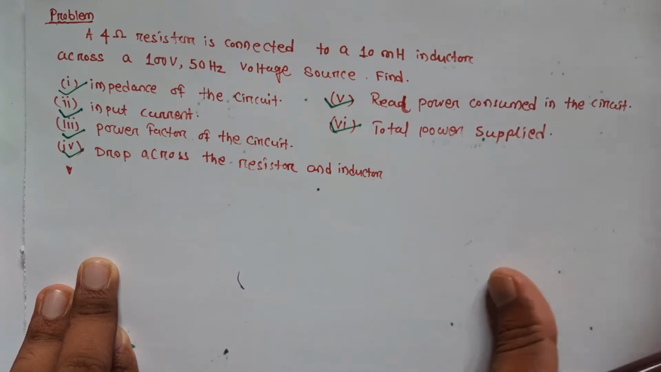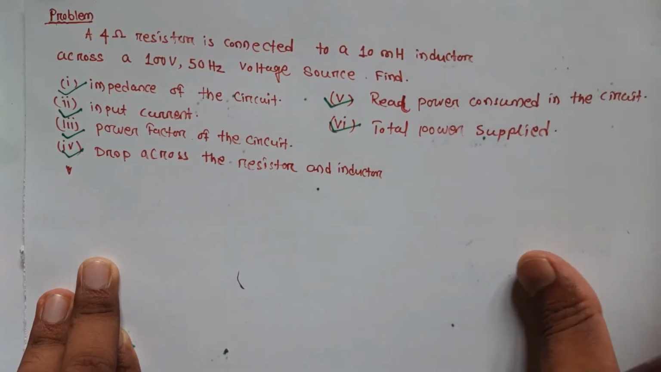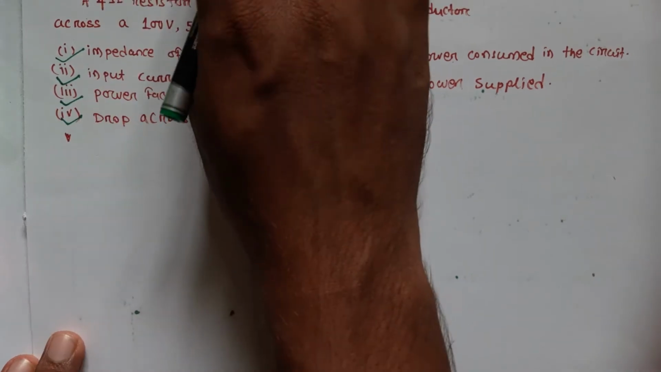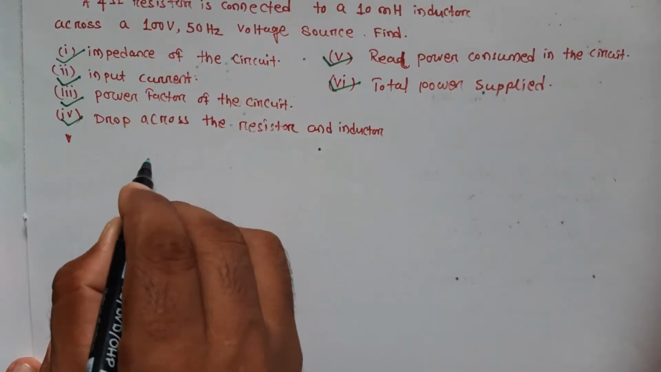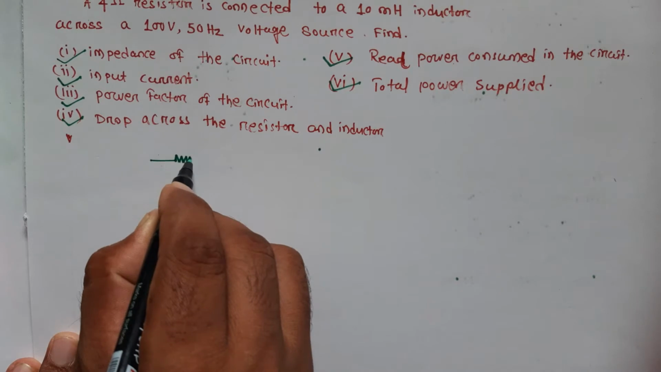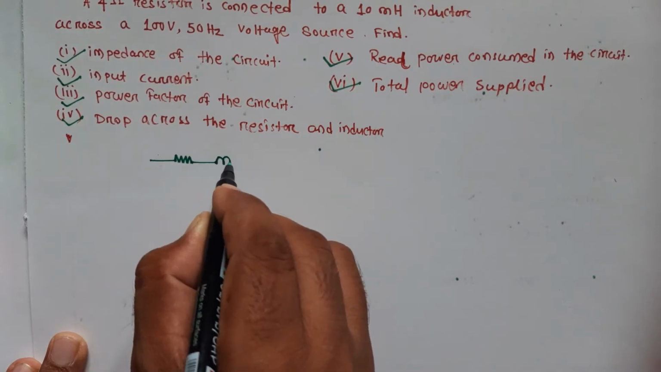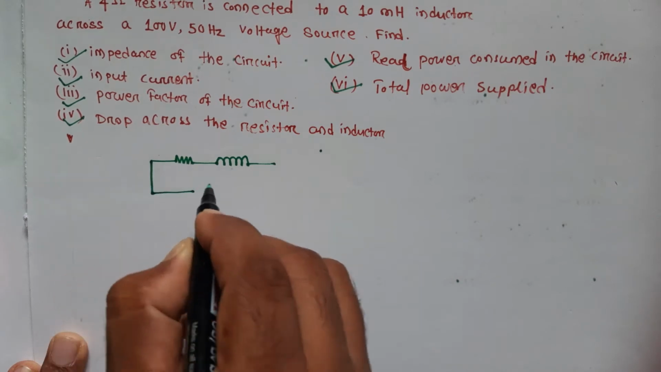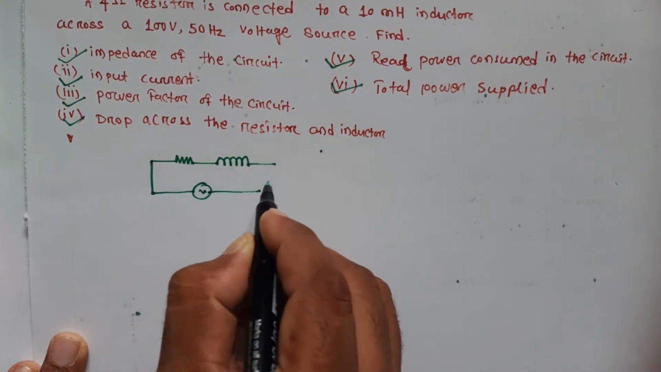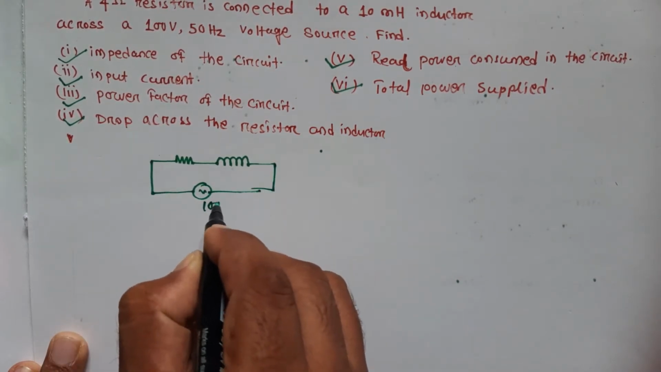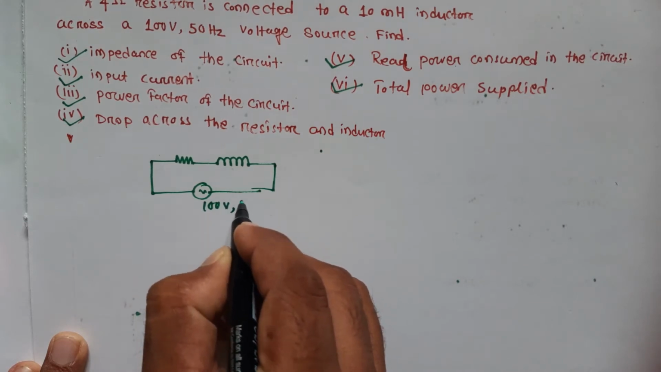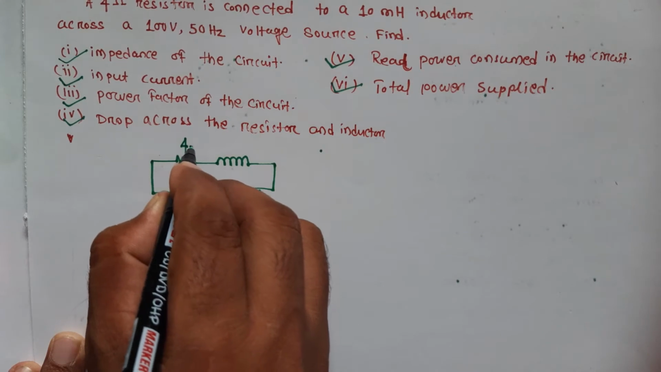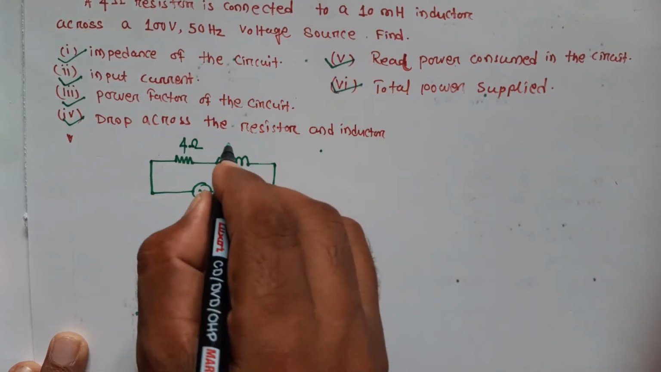First we draw a circuit according to this question. Here the question gives an RL series circuit, so we first draw the RL series circuit, that is a resistor and inductor connected to an AC supply of 100 volt, 50 hertz. The resistor value is 4 ohm and the inductor is 10 millihenry.